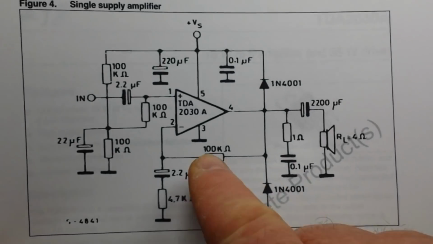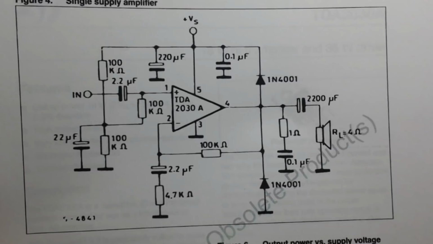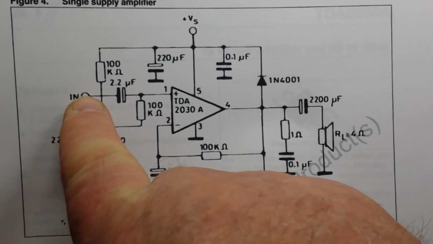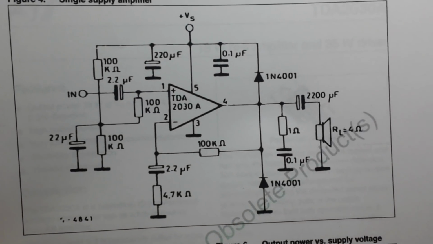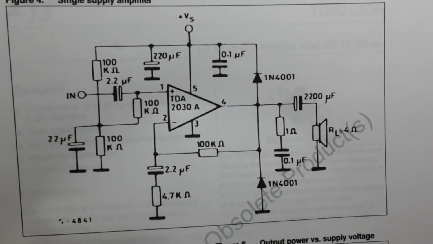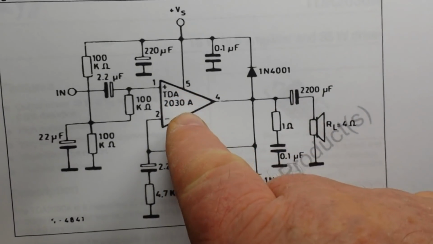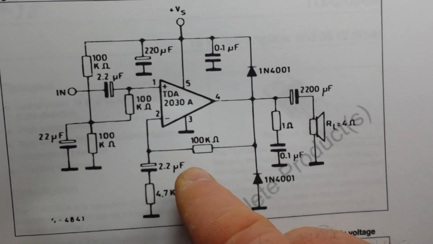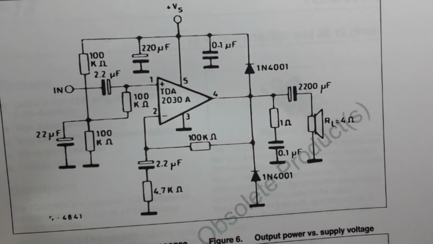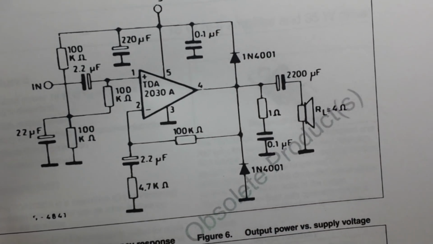This is a single supply. You see, we're taking the negative VS and just putting it to ground. So we have our non-inverting input there. This is where we're feeding our signal. Got the decoupling capacitor there. There's our inverting input. It's got some feedback. A couple power rail capacitors for filtering. A little diode job there.